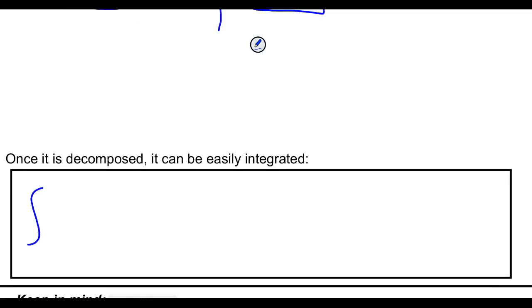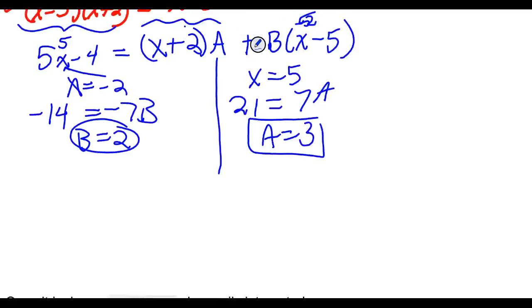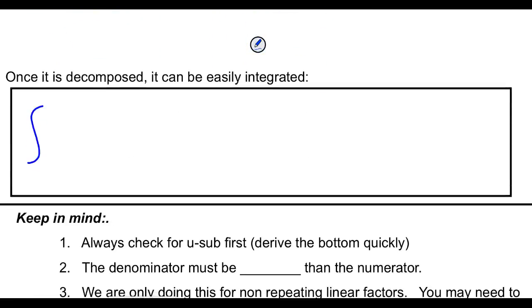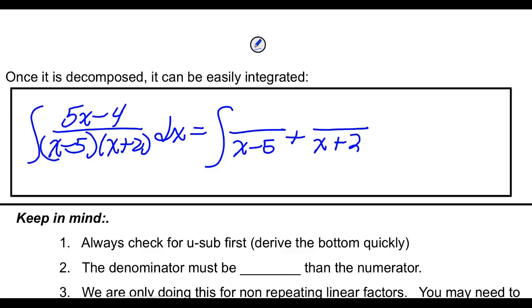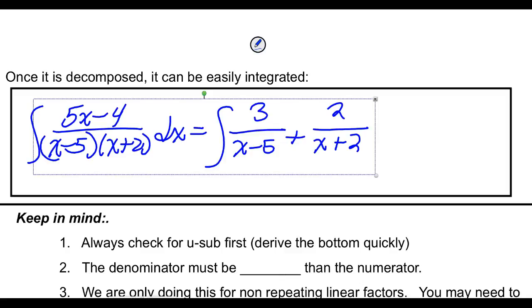I'm going to go back up just so you can see what happens here. I just said that the integral of (5x minus 4) over (x minus 5)(x plus 2) dx, I just decomposed it and made it something over x minus 5 plus something else over x plus 2. I know they were 3 and 2, but I totally had a brain fart as to which one went on top of which. Was it the 3? Okay, so 3 and then 2, and then dx.